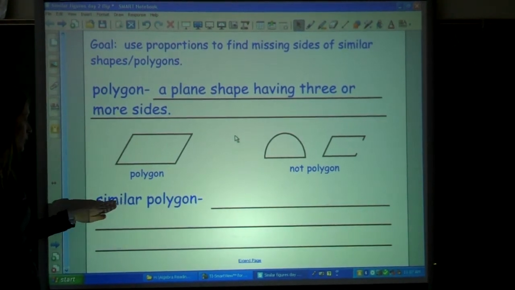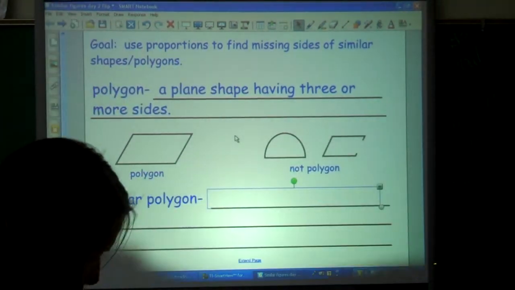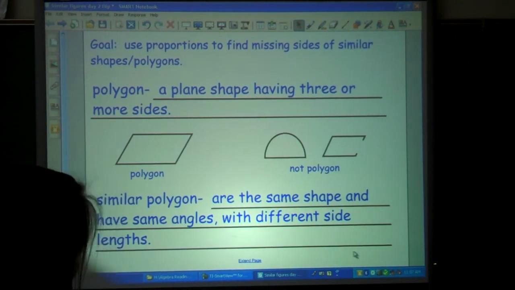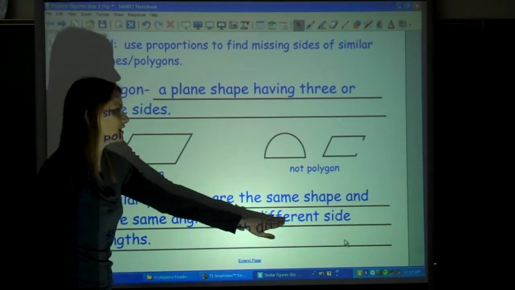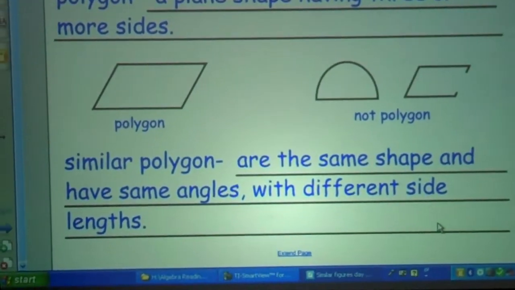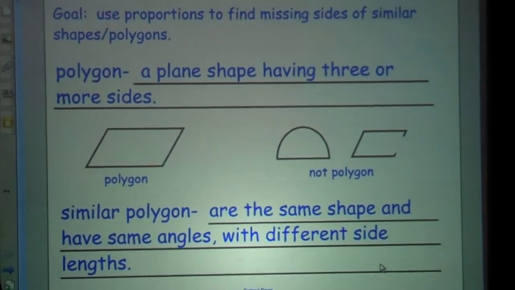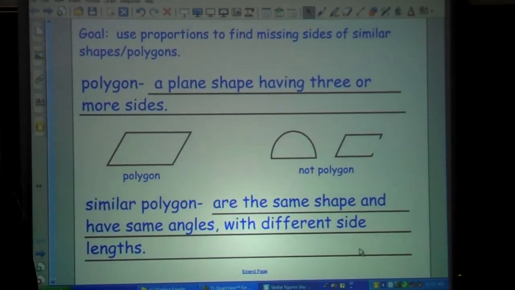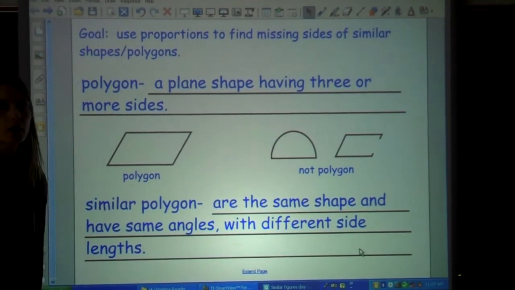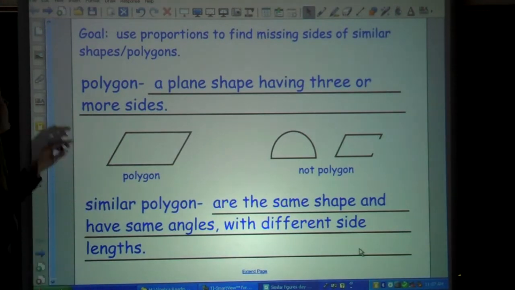The next definition I want you to copy down is similar polygons. Similar polygons are the same shape, have the same angles, with different side lengths. And if you need to, pause the movie now and write down these definitions.